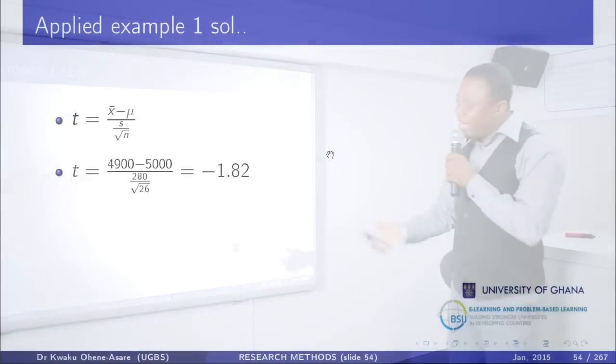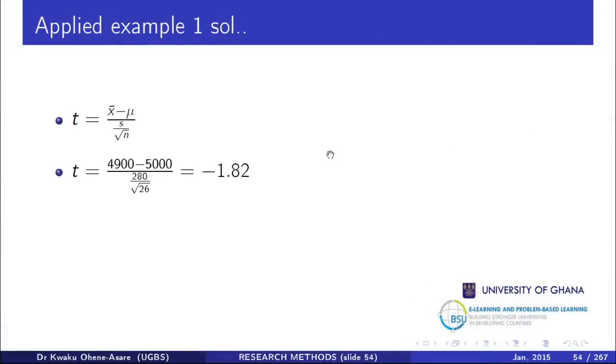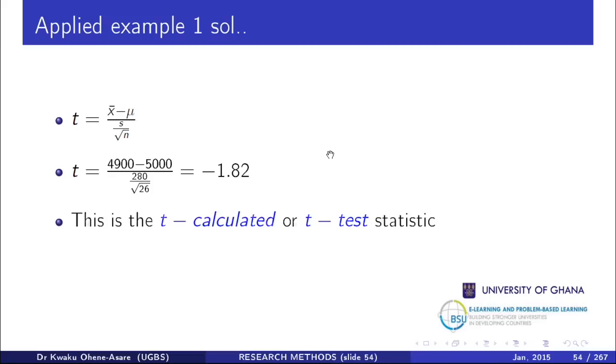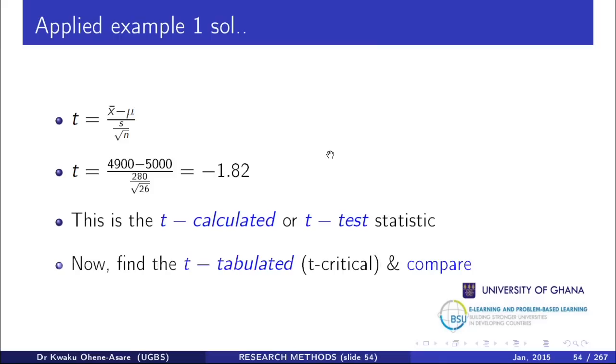I had the T calculated to be negative 1.82. Negative 1.82. Excellent. Very good. You slot them in this way, and then you are right as negative 1.82. This is your T calculated. What do you then do with this? You are going to compare it with what? With a tabulated. Don't forget. So this is the T calculated or the T test statistic. Now let's go and find the tabulated, the T critical, and then we can compare the two.